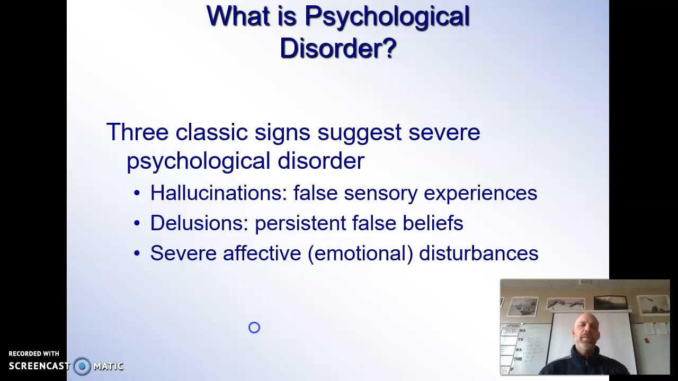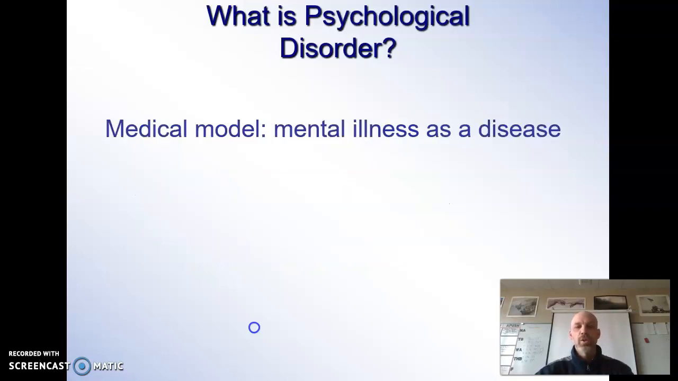And then severe affective or emotional disturbances. When we talk about somebody's affect, that is how they present their emotional state. Well, when that emotional state is presented in a very irrational, illogical, exaggerated manner, then we consider that a severe affective disturbance. And when that's happening repeatedly, it could be a sign of severe psychological disorder.